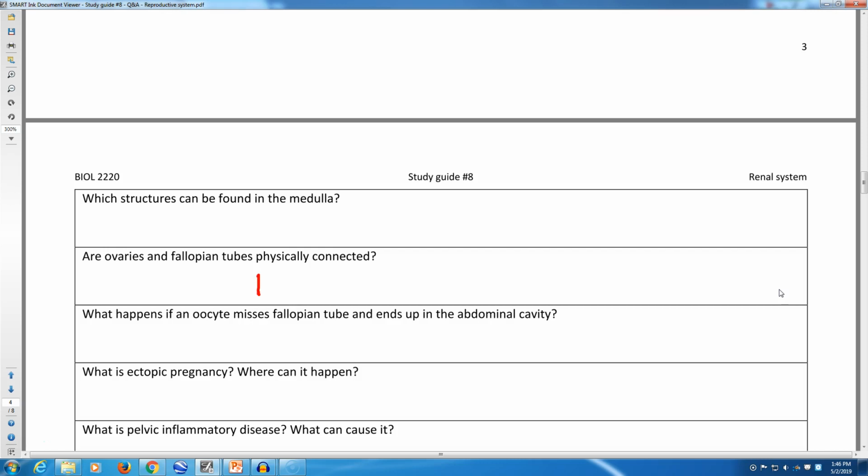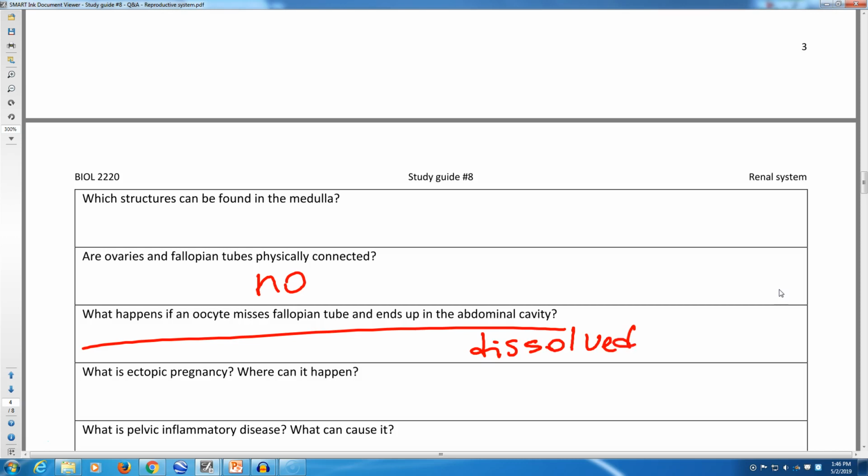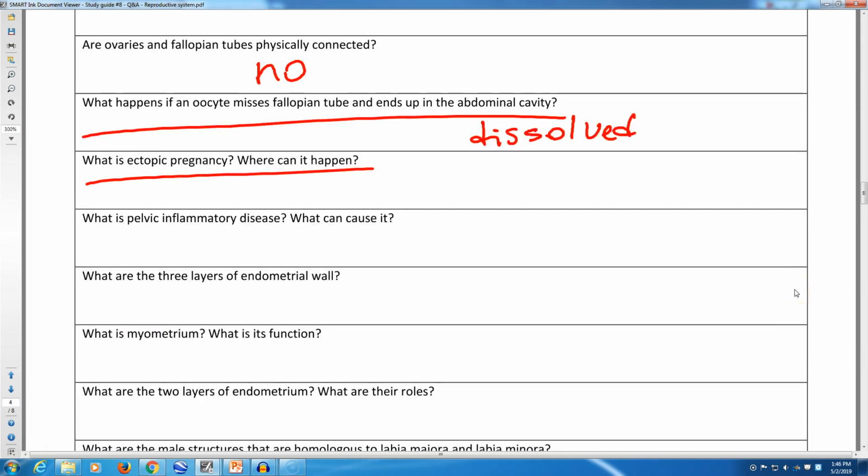Ovaries and fallopian tubes are not physically connected. If the oocyte misses the fallopian tube, it's dissolved. Ectopic pregnancy is pregnancy outside of the uterus. It can happen in the fallopian tubes or pelvic cavity. Pelvic inflammatory disease is caused by sexually transmitted infections. It's basically a bacterial infection of the pelvic cavity.